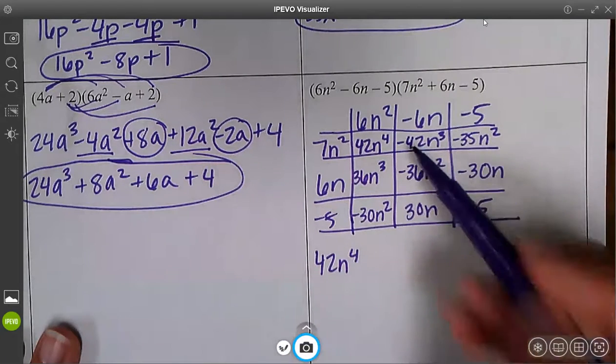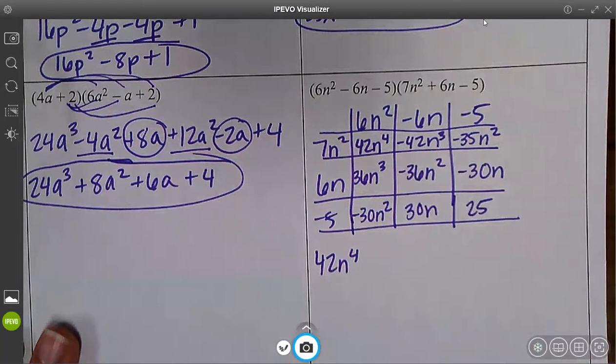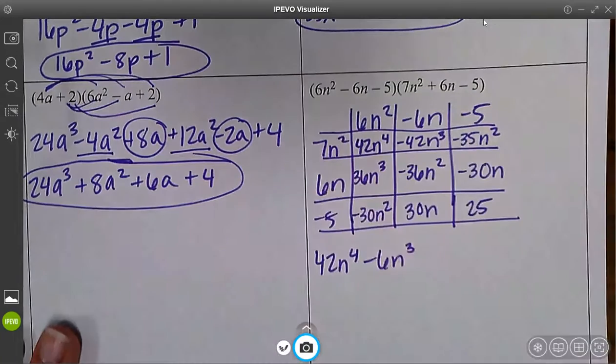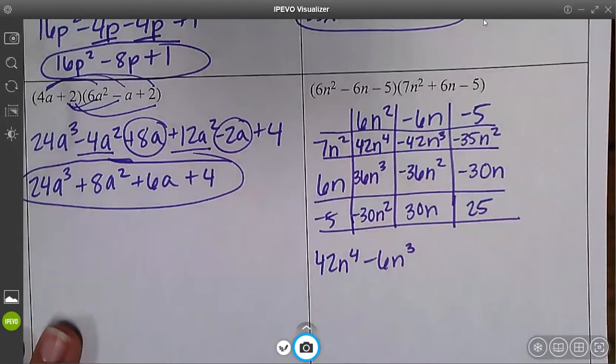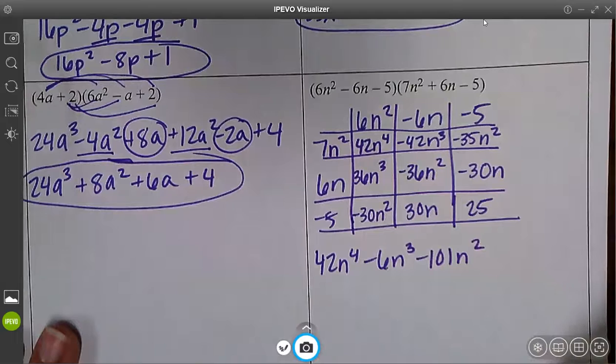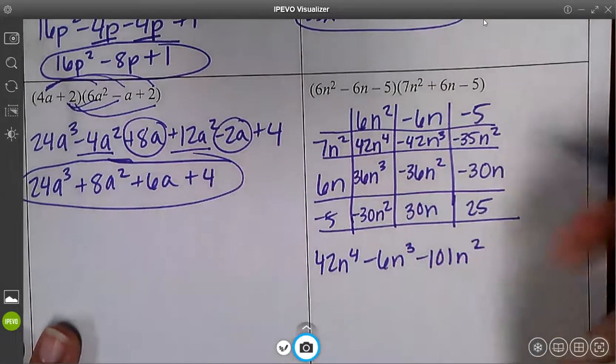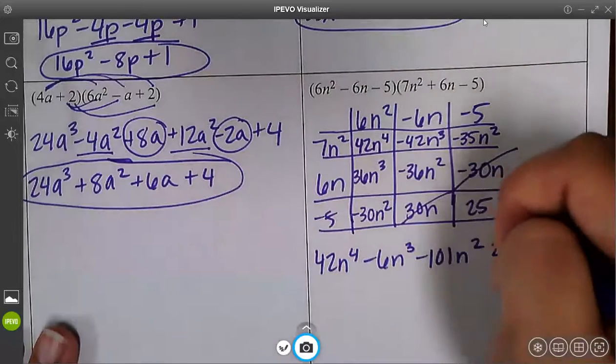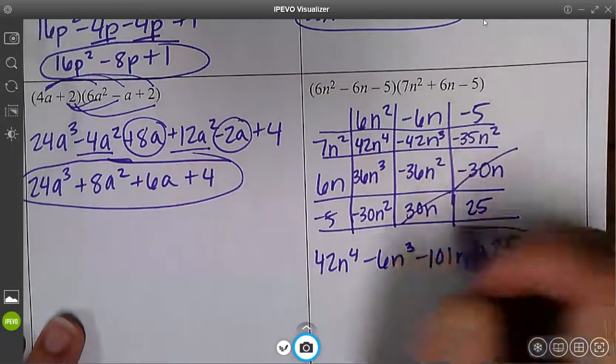My n cubes are here, so I have 36 minus 42, which is negative 6n cubed. My n squared is negative 30 minus 36 minus 35 is negative 101n squared. And then my n's, those cancel, positive 30 and negative 30. And then my positive 25.